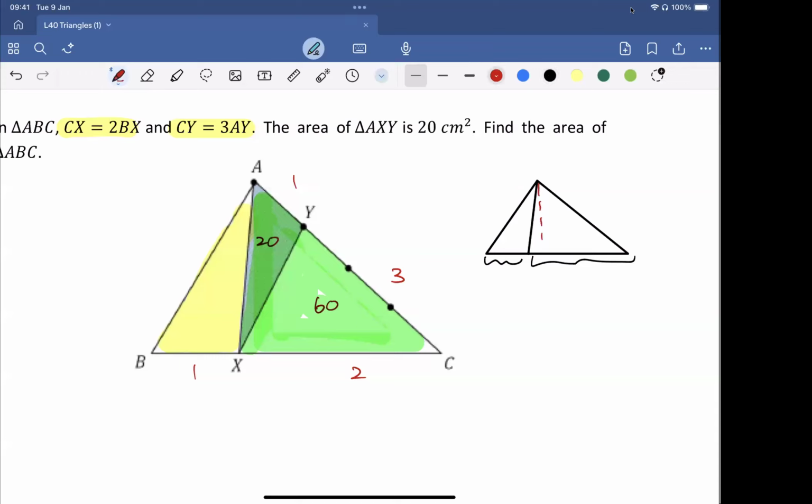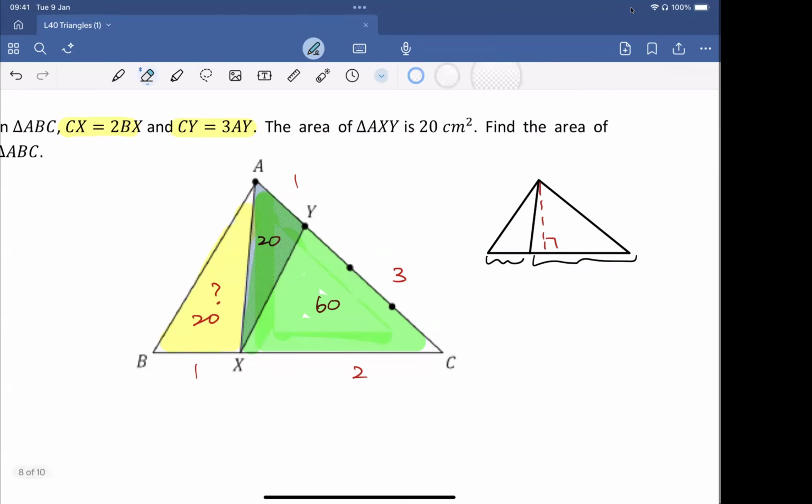So the height is here, right? The height is 90 degrees to the base. So do they have the same height? Yes. Okay, the height is here, 90 degrees to the base. So, can you tell me the area of this yellow triangle? 20. 20, is it?